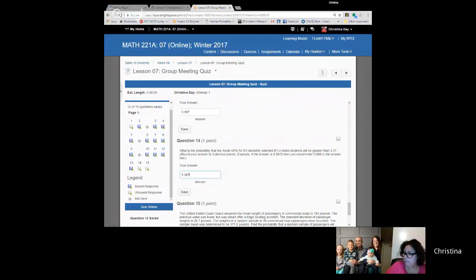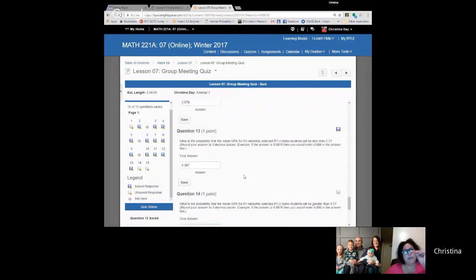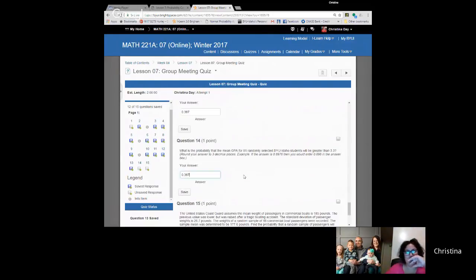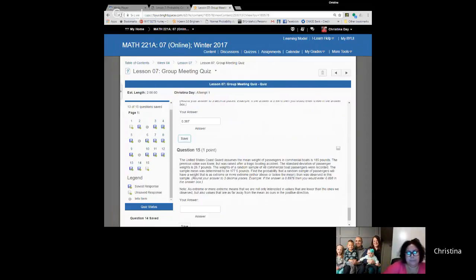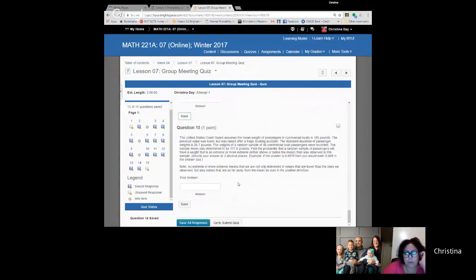So the next one is the same question, but it wants greater than. Greater, so it will be the positive side. And it's the same number because they're symmetric. So it's the same, 0.387. Mm-hmm. That makes sense. I agree. Okay.